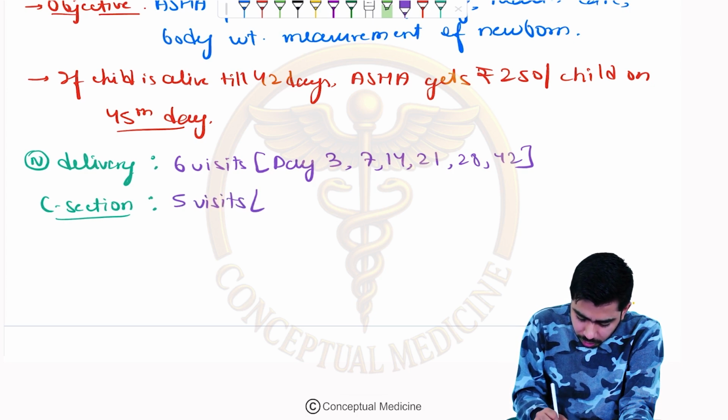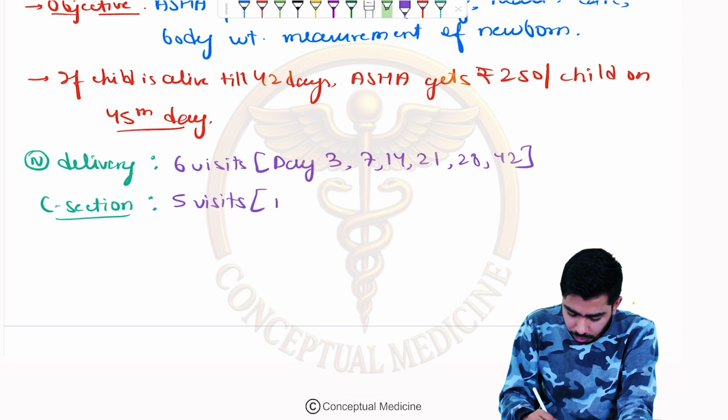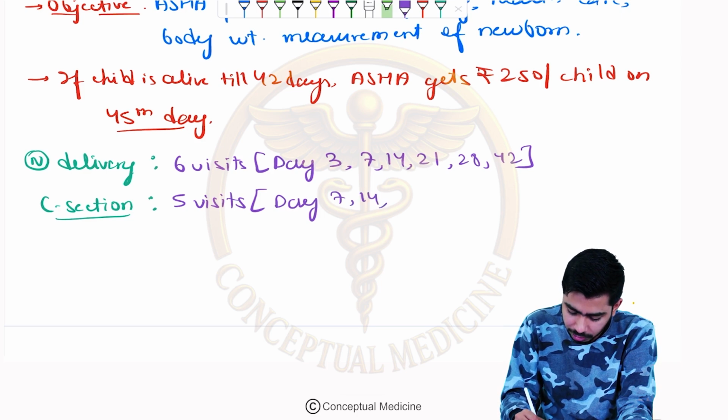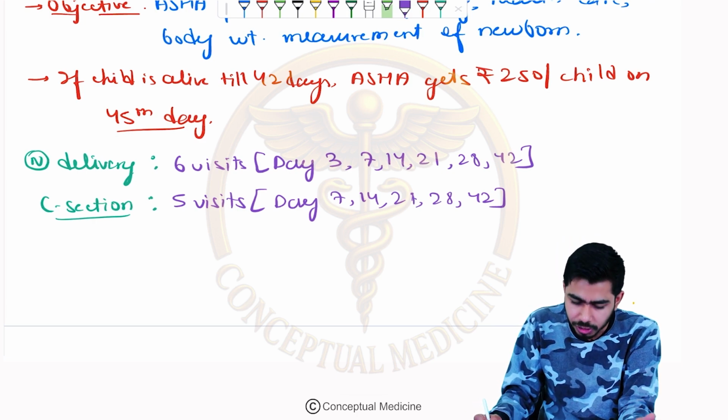So 5 visits we are talking about, right? Here the day 3 visit has been excluded. So here only the table of 7 you need to remember. So day 7, day 14, day 21, day 28 and day 42, and that's all. Right, that is about the C-section visits.